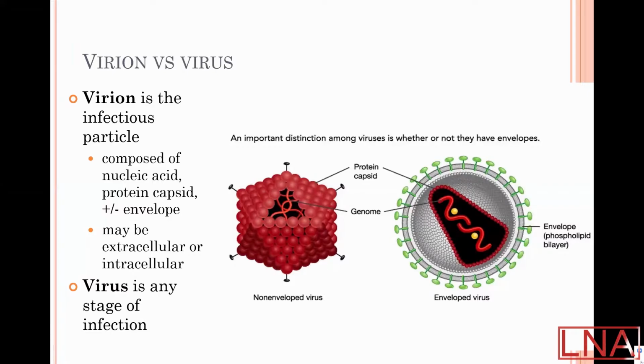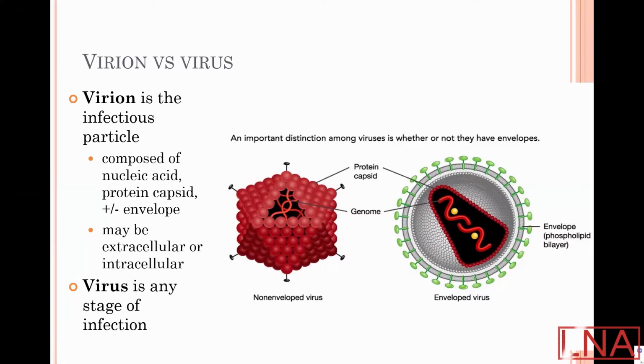Two major definitions you should understand: virion and virus. Virion is the infectious particle. What you can observe on the picture is exactly a virion. So when we're talking about the bacteriophage T4, it's also a virion. So all these complex structures are virions.